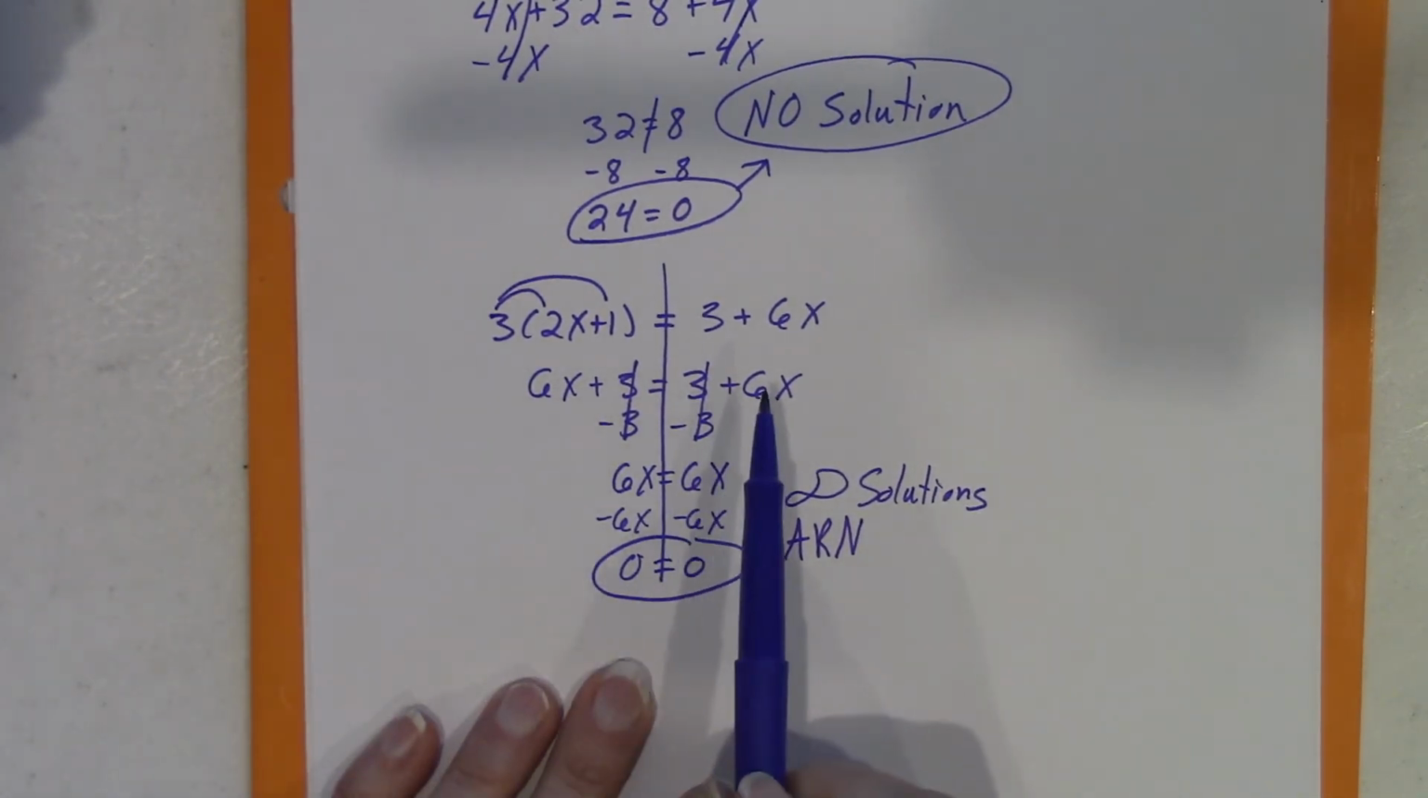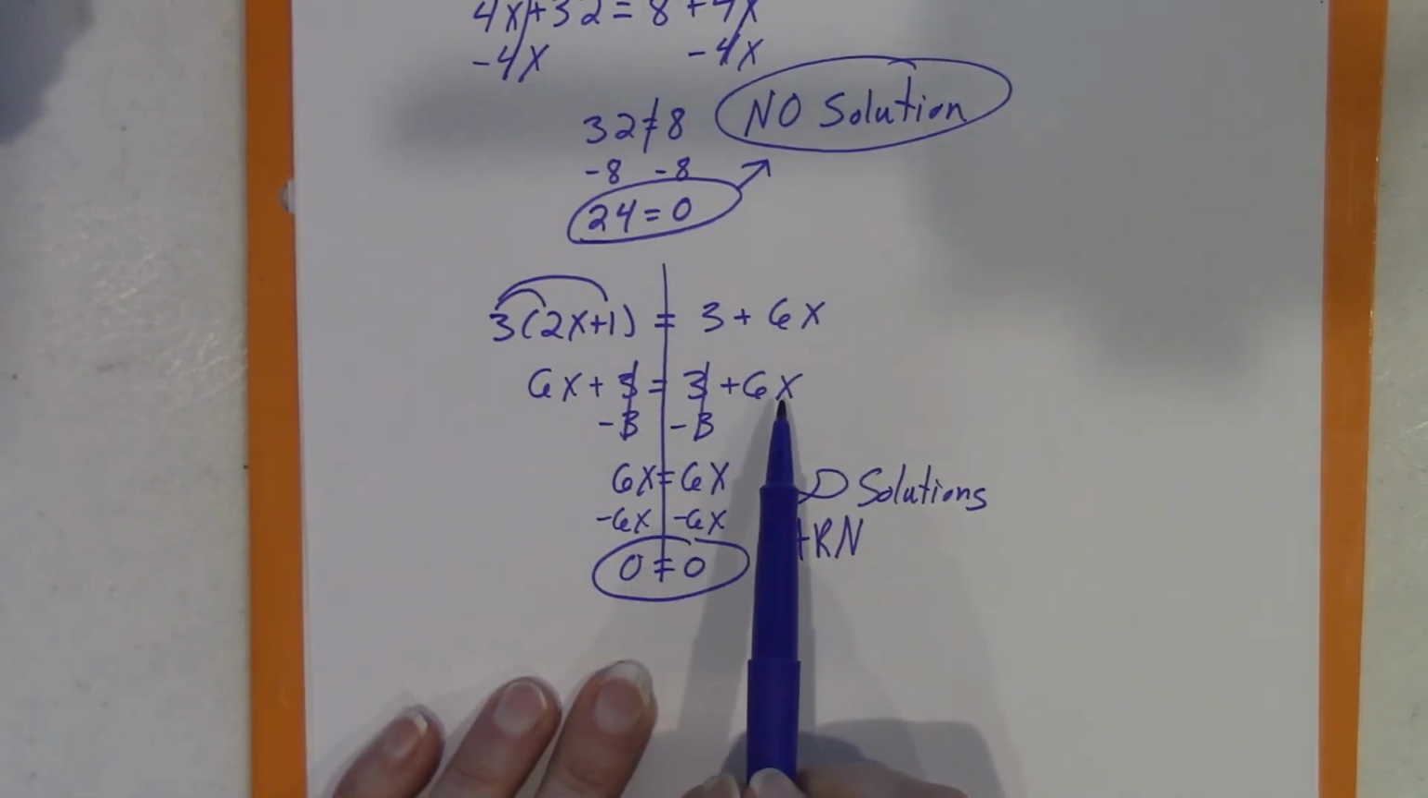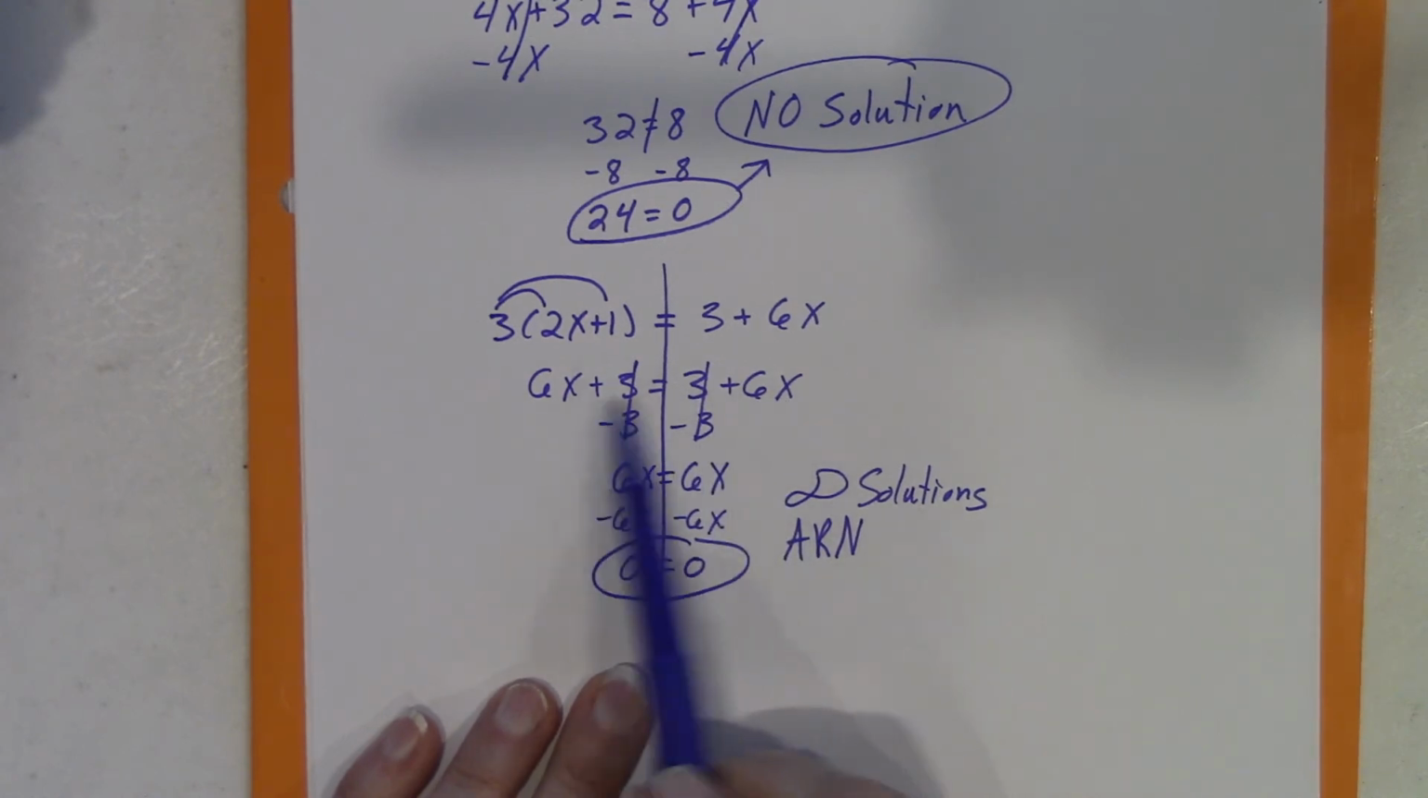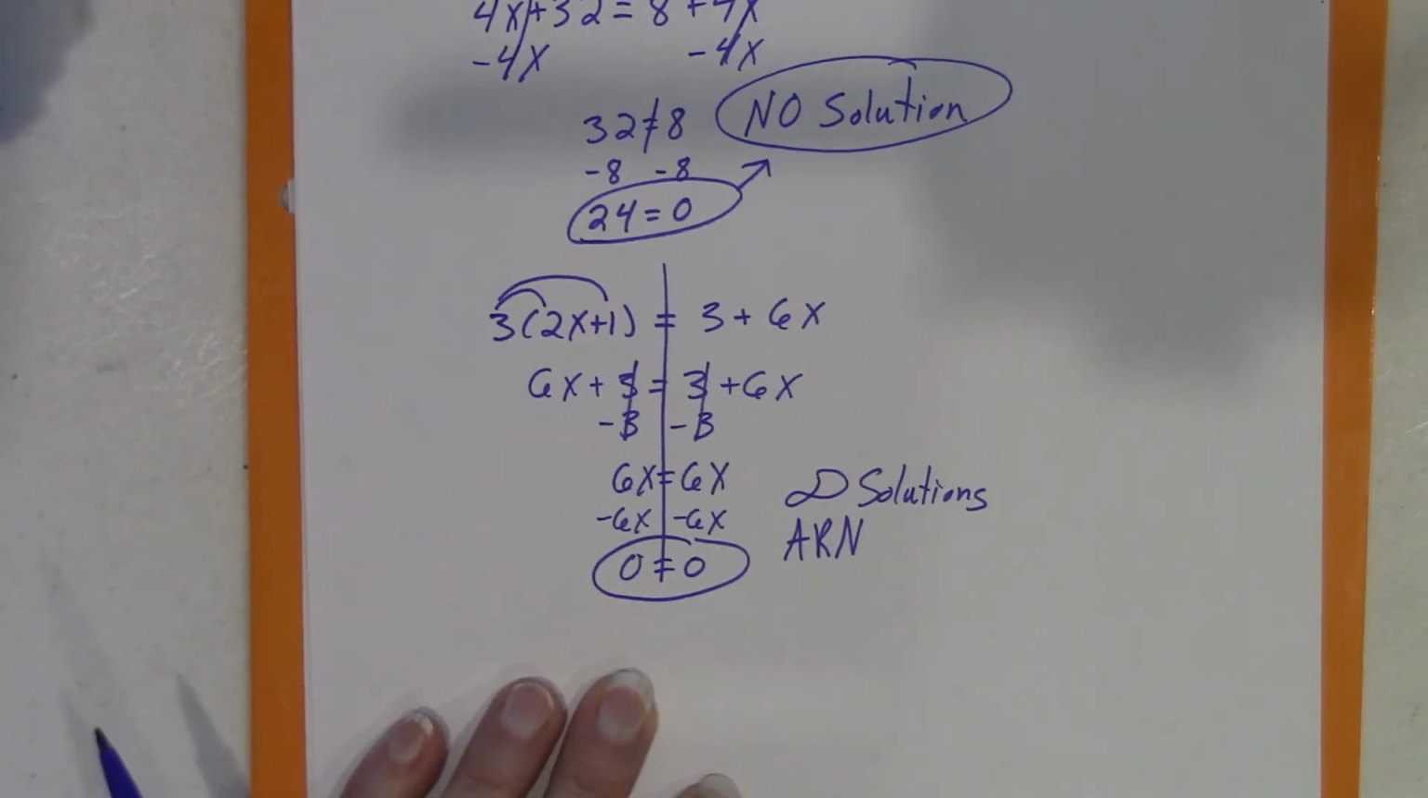I can plug any number in for x. I plug a 1 in for x, both sides of my equation are going to equal 9. If I plug in a 0 for x, both sides of my equation will equal 3. So any number is a solution for this equation. This equation will be balanced no matter what number I put in for x.